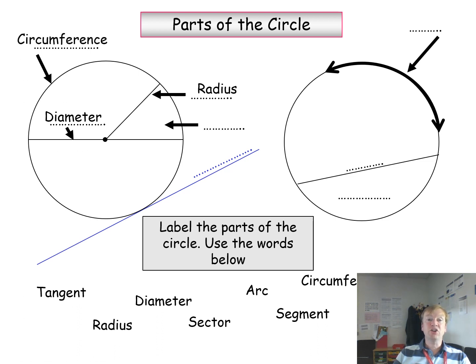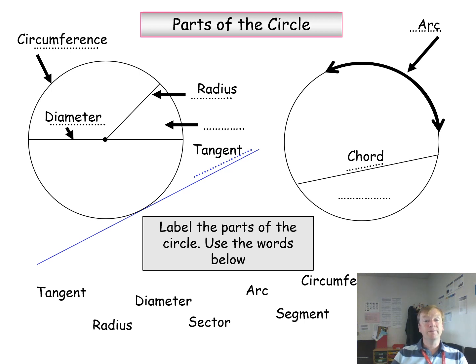Next up we have the circumference. Circumference is the name for the line that makes up the edge of the circle. Then we have the arc. The arc is just a part of the circumference, if you like a section from it. Next we have the tangent. Tangent is a special line. It's a line that touches a circle but doesn't go in it. So it just has one contact point.